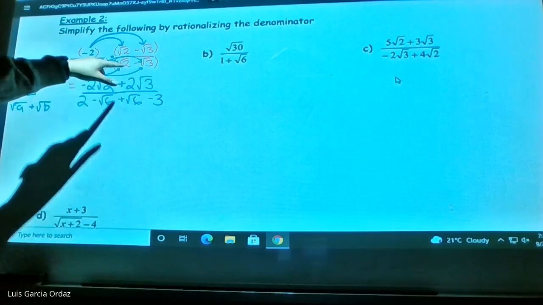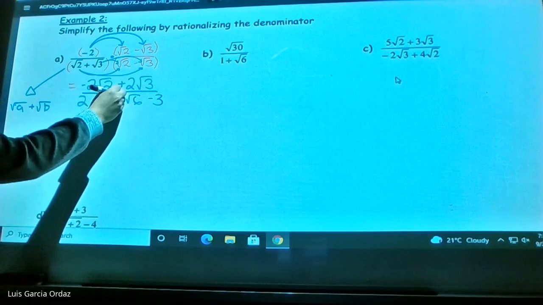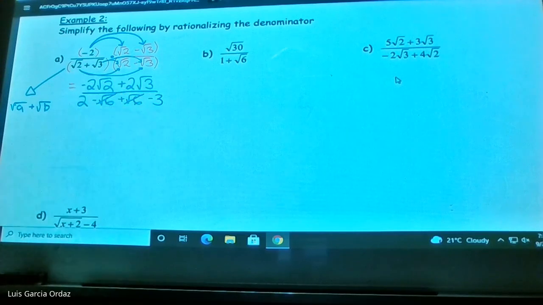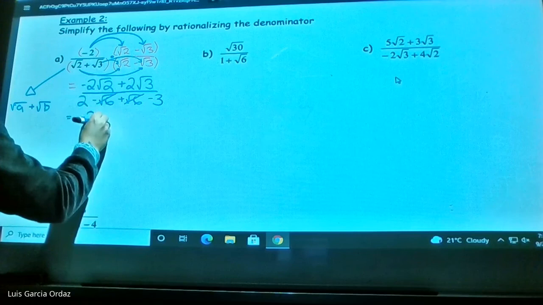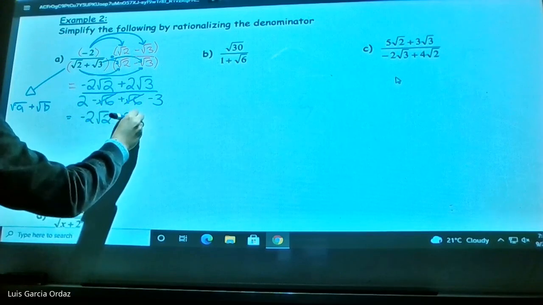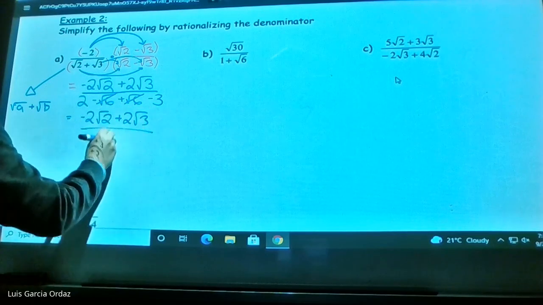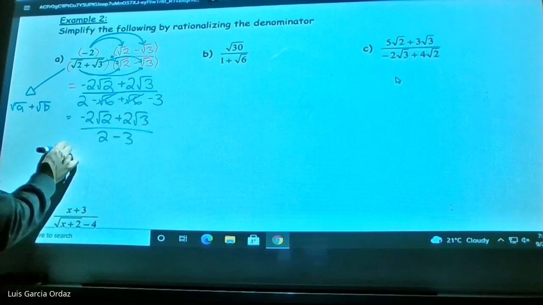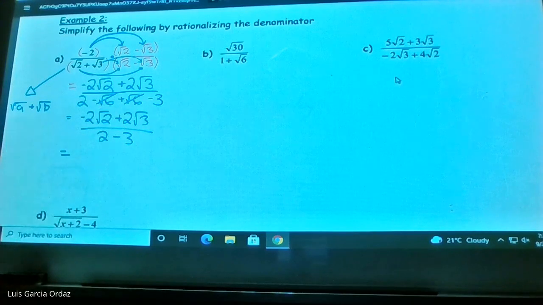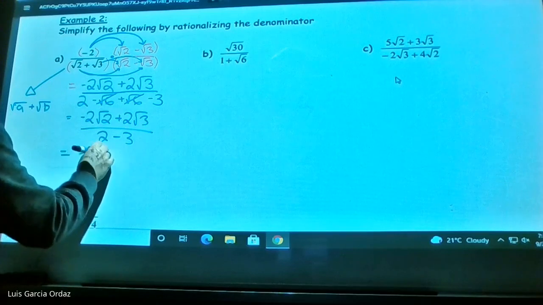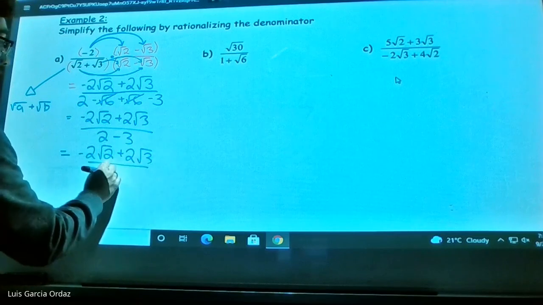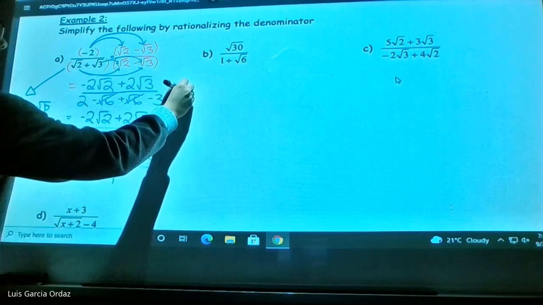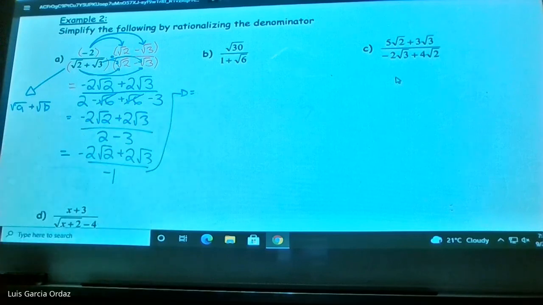The reason why this conjugate works is because we don't want this middle term. We want a whole number in our denominator. So we're going to be left with negative 2 root 2 plus 2 root 3 over 2 minus 3, which is equal to negative 2 root 2 plus 2 root 3 over negative 1. So we can simplify this even more.